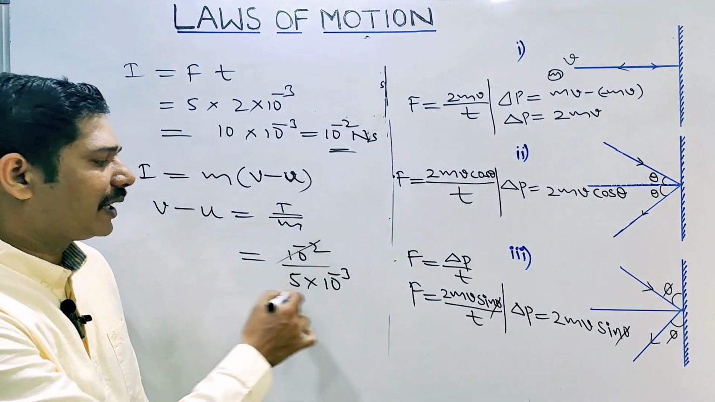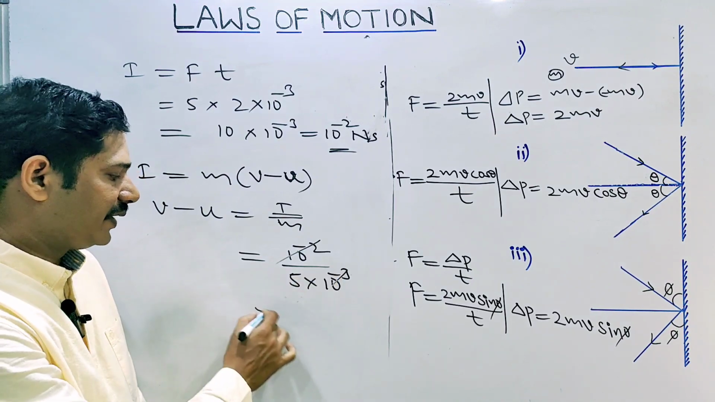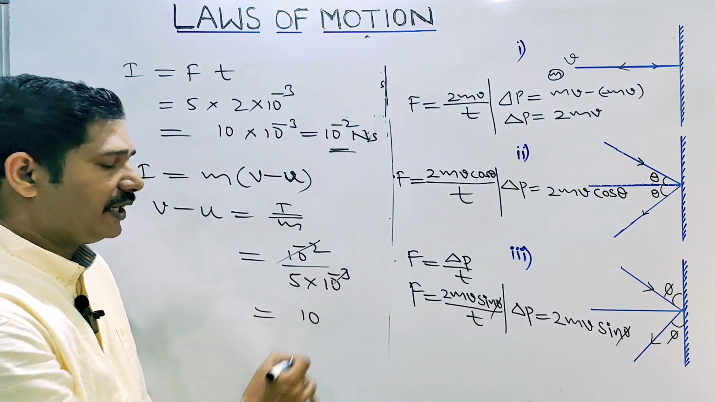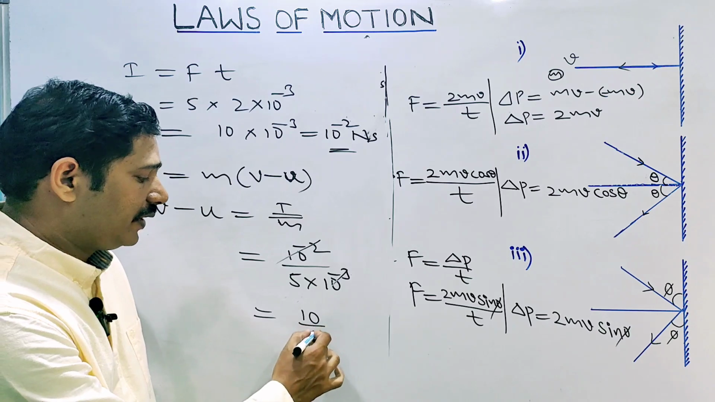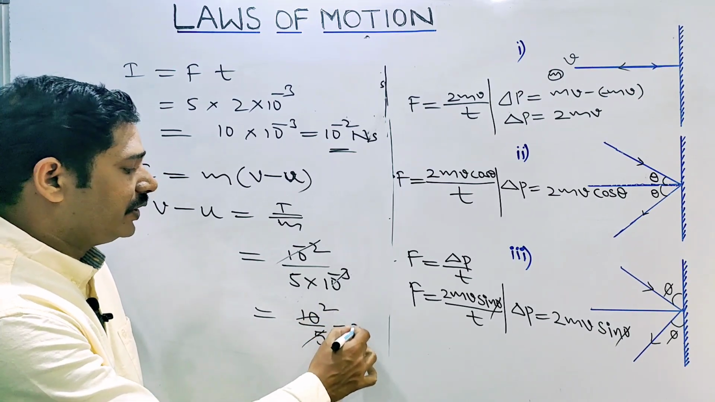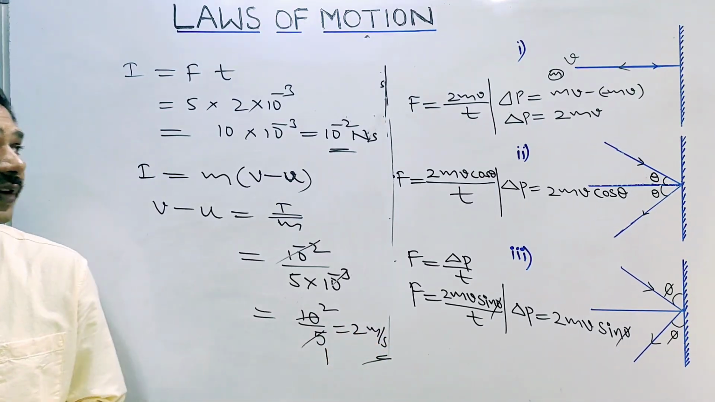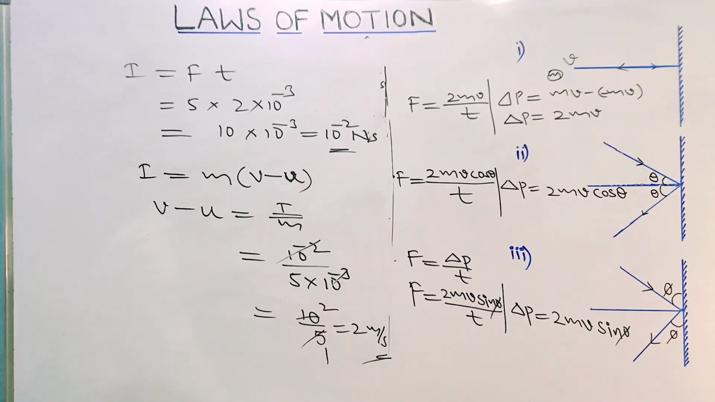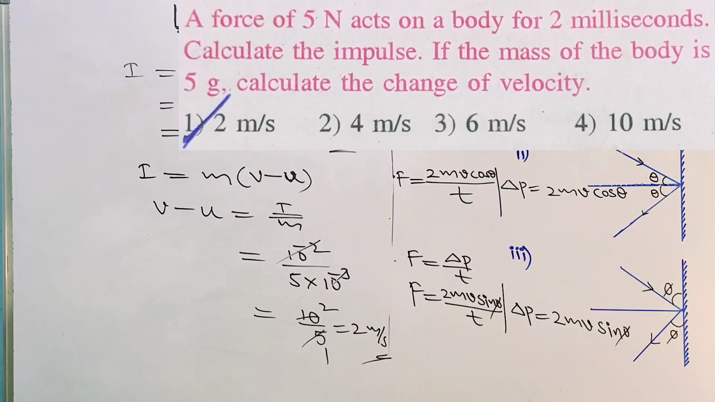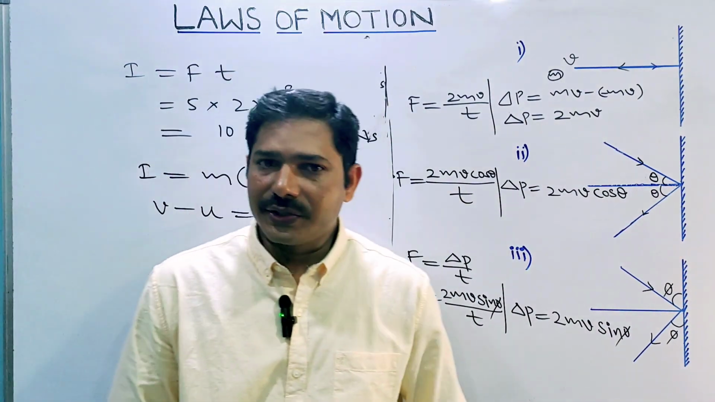Here 10 to the power of minus 2 and 10 to the power of minus 3 cancel, leaving 10 to the power of minus 1. Sending the 10 to the power of minus 1 to the numerator, divided by 5: 5 ones are 5, 5 twos are 10. So 2 meter per second. The impulse we got is 10 to the power of minus 2 newton second, and the change in velocity we got is 2 meter per second. The first option is the correct option. So like that, we observed Newton's second law based questions.